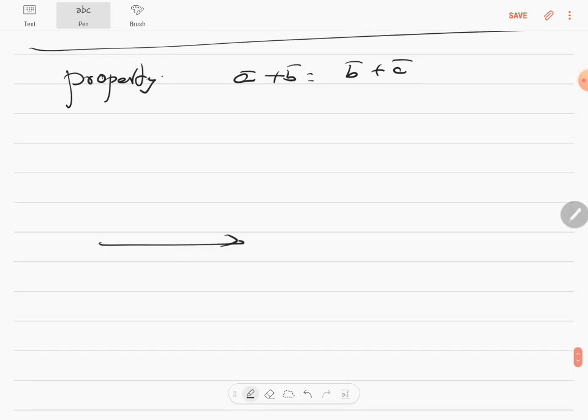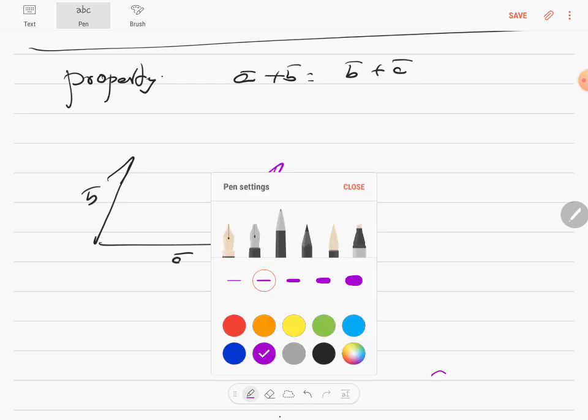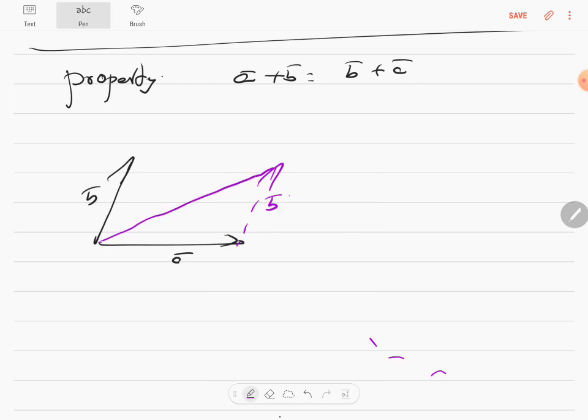So this is your a vector, and I told you your b vector has to be always written like this. Didn't I tell you? When they say a plus b, your a has to be like this, b has to be like this only. Okay, so then you construct a b vector like this, and you know that when you do a diagonal like this, by triangle law you get a vector plus b vector.